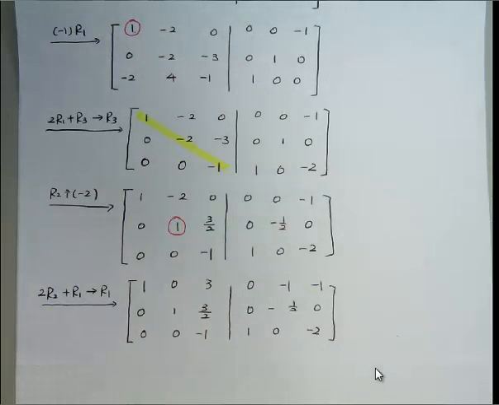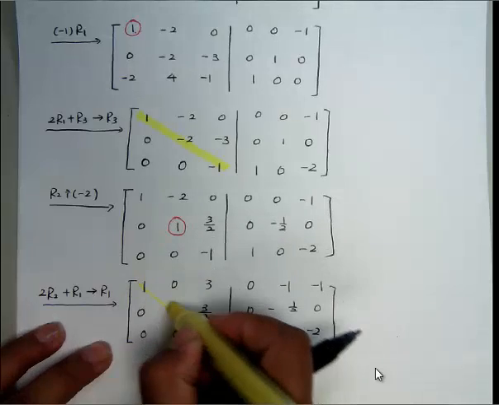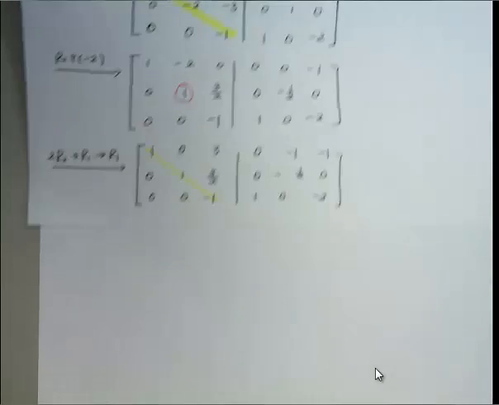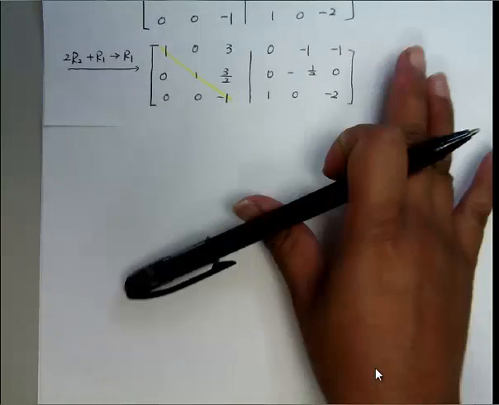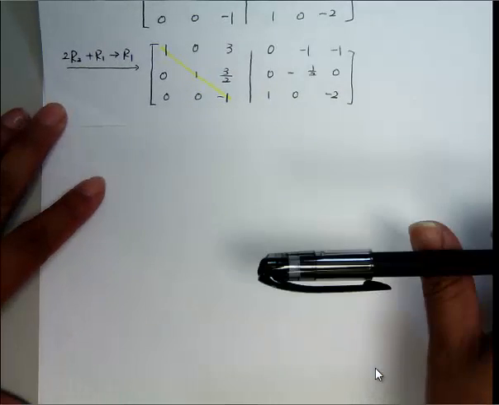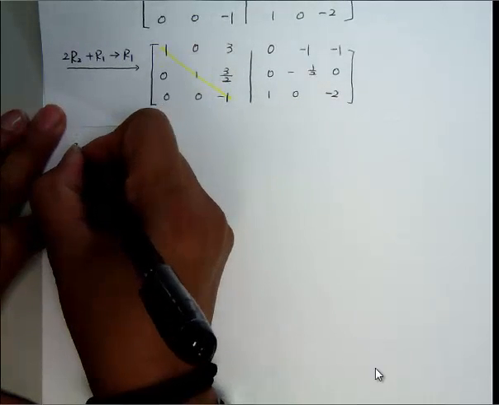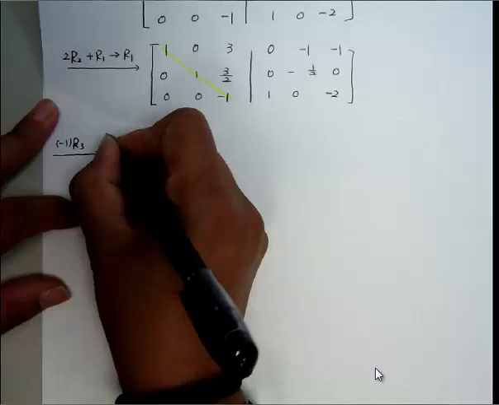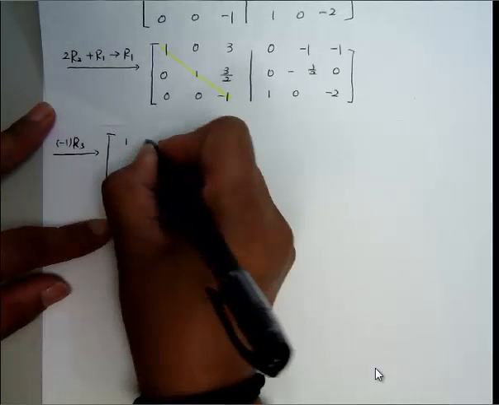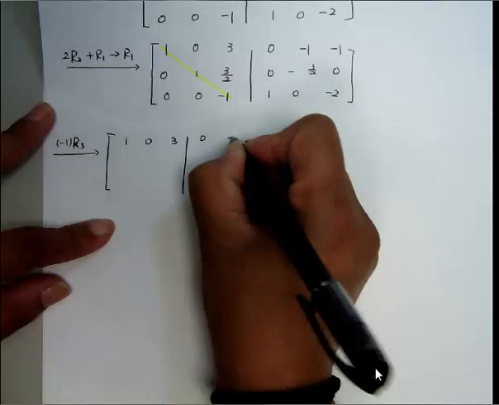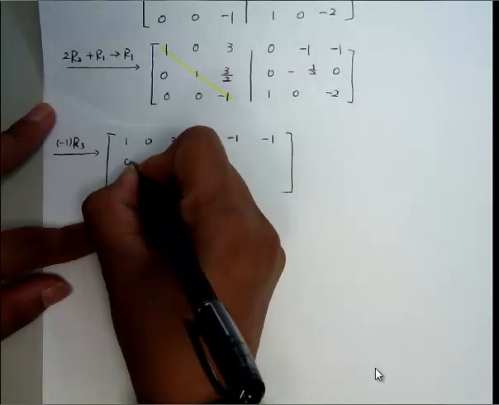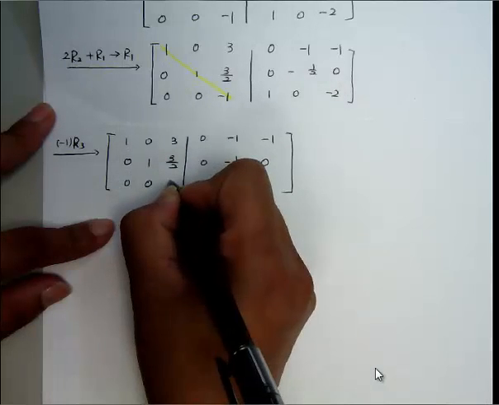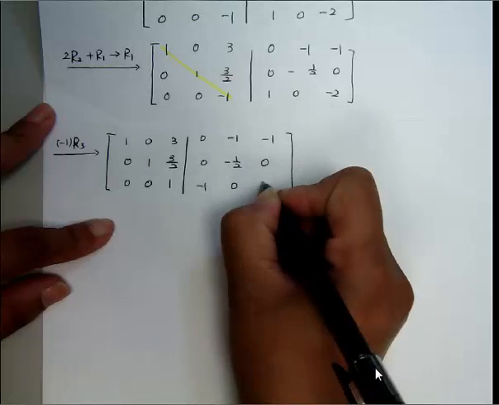Continue working on the diagonal. The next element, which is the last element in your diagonal, is negative 1. We need to change that into 1 by using a row operation. And let's see, we can just multiply by negative 1 to change the sign. So row 3, we multiply by negative 1, and rows 1 and 2 still remain the same. So it's 1, 0, 3, 0, negative 1, negative 1, 0, 1, 3/2, 0, negative 1/2, 0, 0, 0 times negative 1, that's 0, 1 becomes negative 1. So basically we just switch the sign.